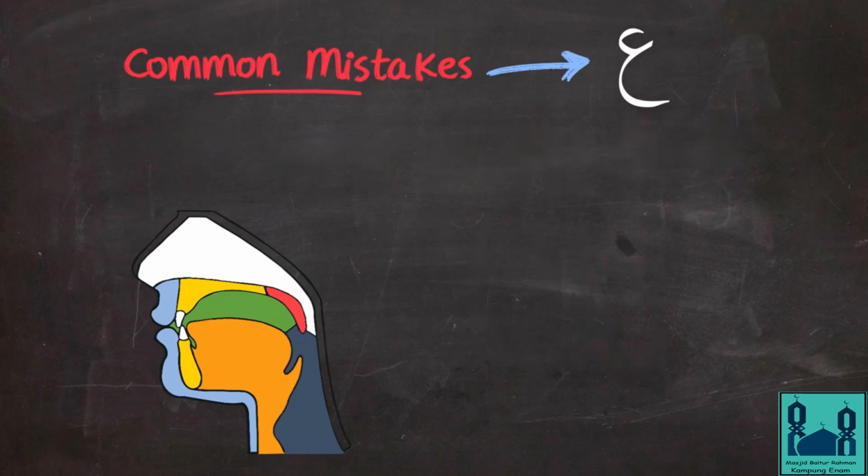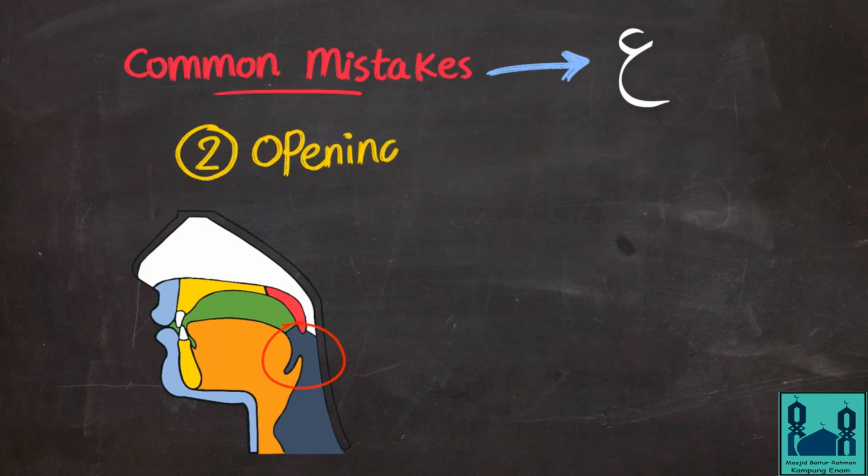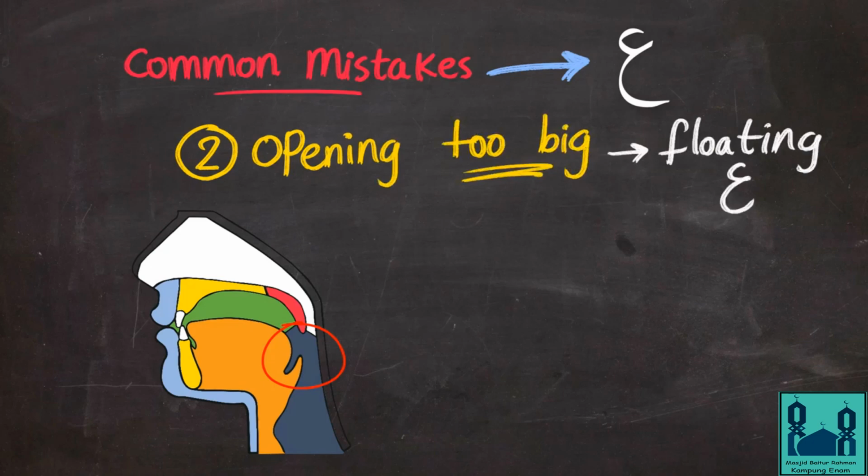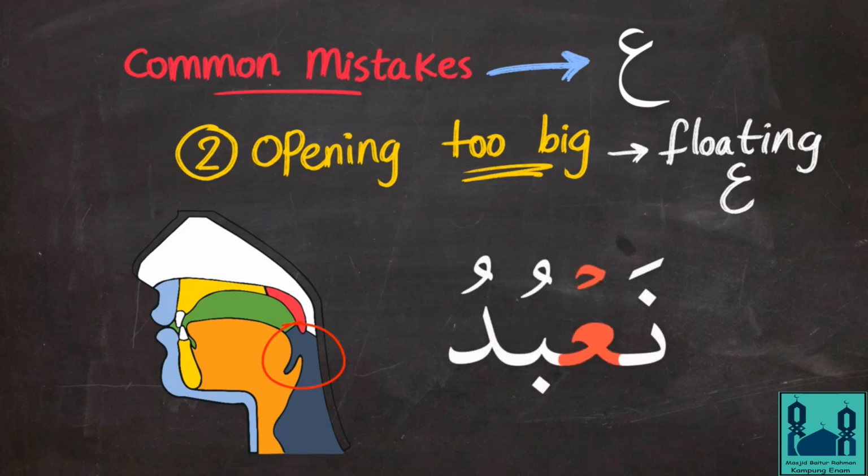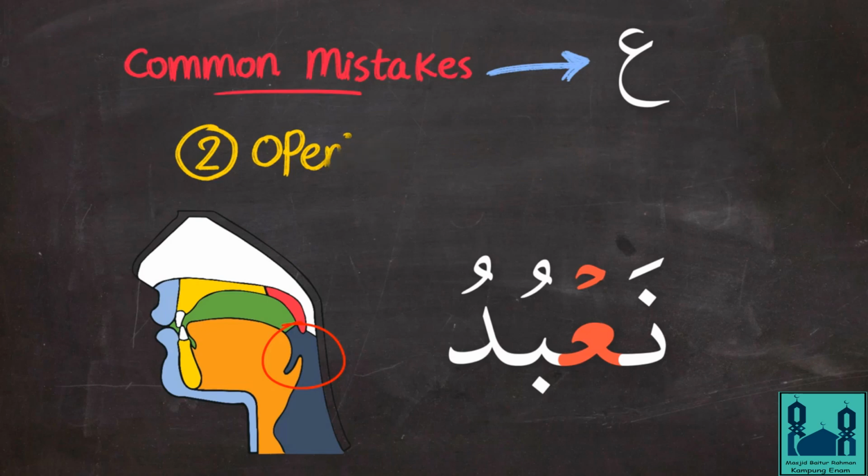The second mistake is leaving too big an opening between the wall of your throat and the epiglottis, producing what we call in tajweed a floating ayn, which sounds like this: na'budu, na'budu. So this ayn is closer to an alif rather than an actual ayn, and this should also be avoided. These two mistakes are mostly made by beginners, but with more exercise, you can get there insha'Allah.